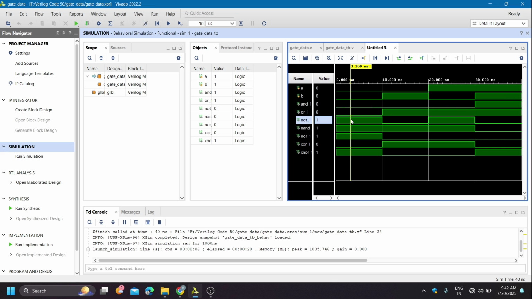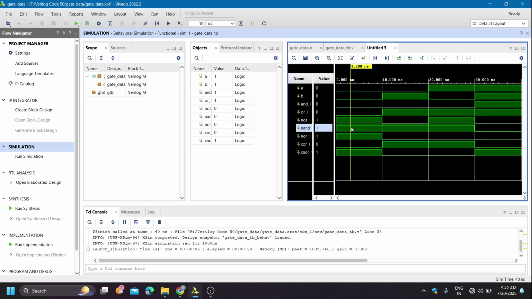For the NOT gate, we chose negation of B. We have two inputs, but we choose only one input, that is B. So negation of B means when B equals 0, the output is 1. When B equals 1, the NOT output is 0. For B equal to 0, again 1, and for B equal to 1, again 0.